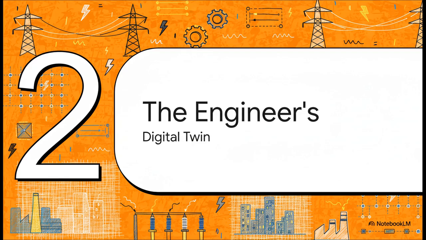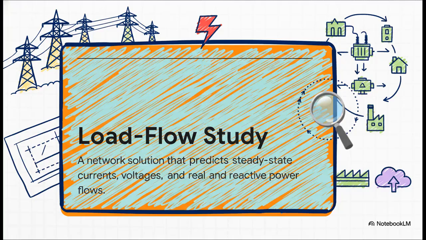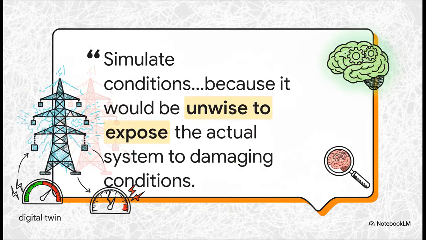Well, that brings us right back to the engineer's secret weapon, the digital twin. Now, in the world of engineering, this digital twin has an official name. It's called a load flow study. The IEEE standard defines it as a simulation that predicts exactly how power is going to behave all across the network. It tells you the exact voltage at every connection point and how much current is flowing through every single wire.